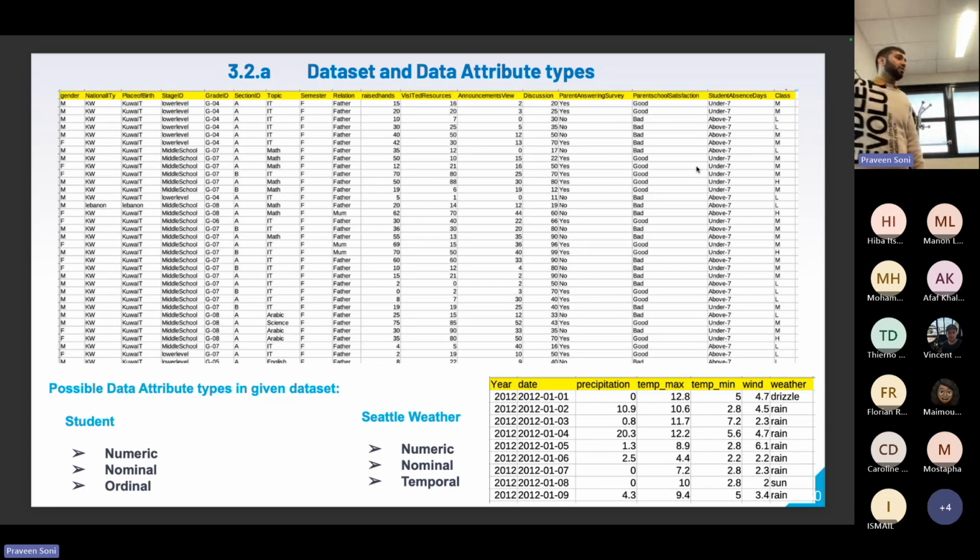The relation is like students' relation with the parents, like they call the father or the mother. So this is about the data set. We are discussing here the types. So the last question about the data set: how many types of data attributes are possible in this data set? One, two, three, four, five, six, seven.